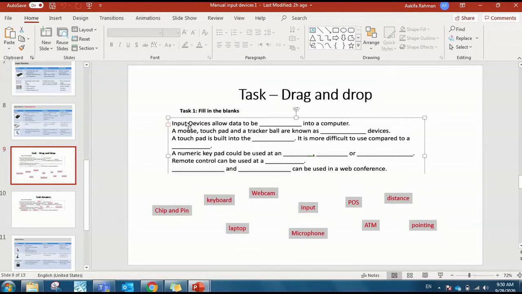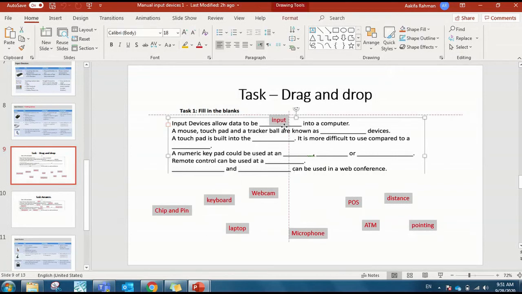So let's see. The first fill in the blank is asking: input devices allow data to be dash into a computer, and we know that input devices allow data to be input into the computer. A mouse, a touchpad, and a tracker ball are known as dash devices. We just went over this. All these three input devices are actually examples of pointing devices.